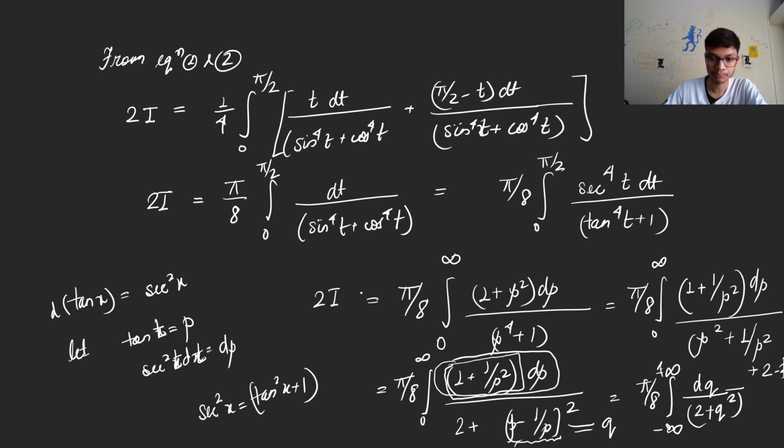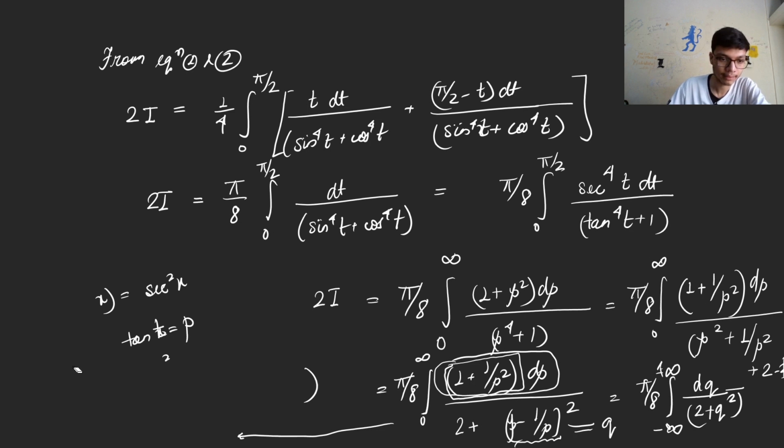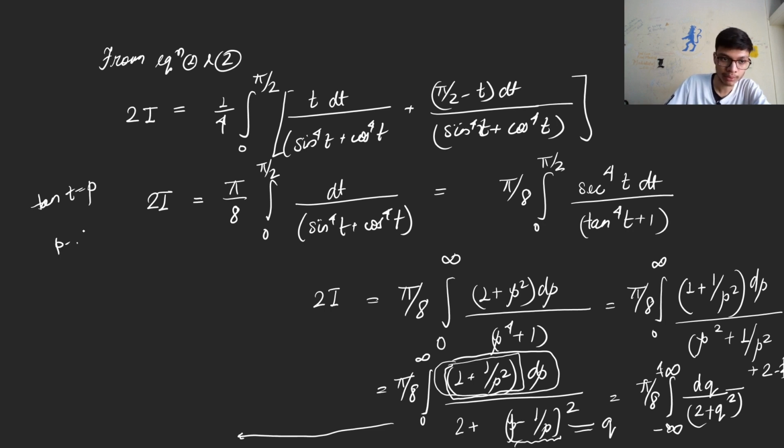So from here I will continue, so let me erase this part. I will write the same thing above over here. What I did is assume tan t equal to p, and similarly p minus 1 by p as q, and I can do the differential part as well. So from here you'll get the result something like pi by 8. Now I will take root 2 common.